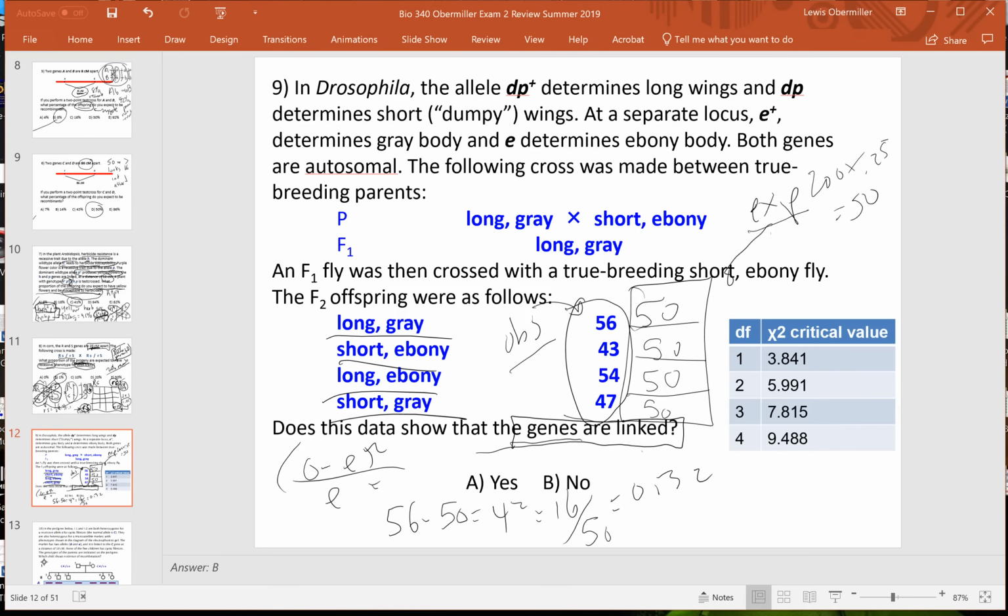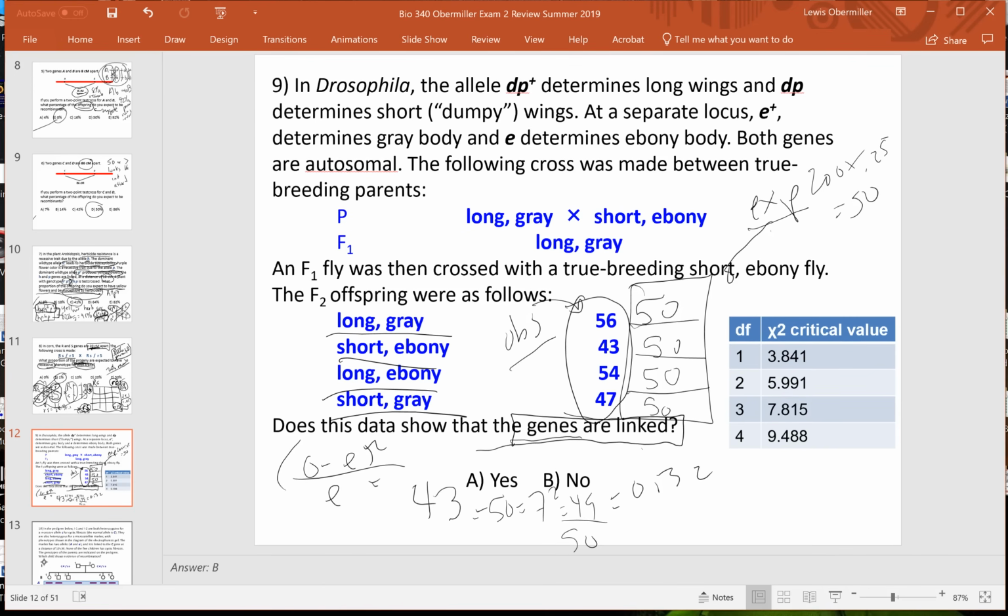I'm just going to erase this because we don't need it. So we've done short ebony. Then we got 0.32, 0.32. All right, so the next, long gray. So now we're going to do short ebony. That observed is 43 minus 50, which is 7 squared, which is 49, divided by 50. And that's 0.98. All right, so this is long gray, this is short ebony. I'm going to erase this, and then we'll do the next one.